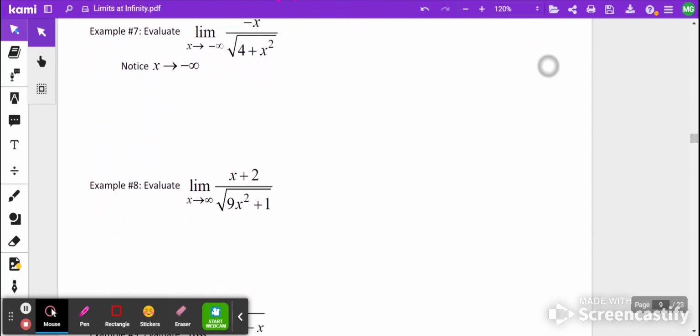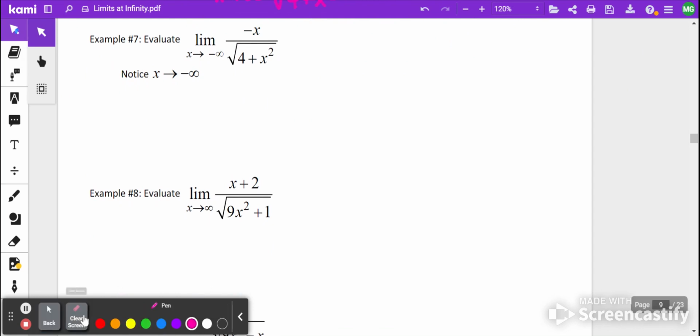So looking at the next problem, you might think that I just wrote the same problem twice. Well, I didn't. The difference here is that we are going to negative infinity. So just like we did before, because we're approaching negative infinity, when we take the limit as x approaches negative infinity, we put a negative out in front. And then we go to work just like we did before.